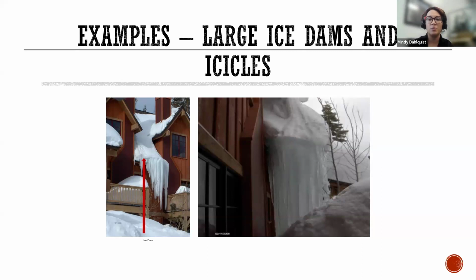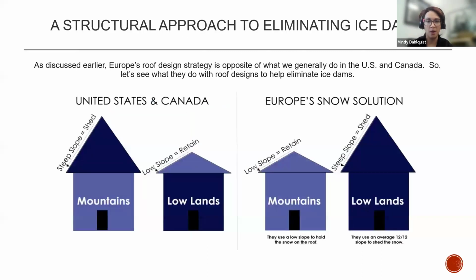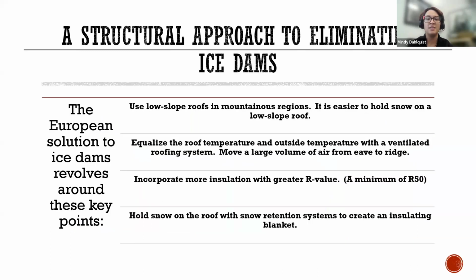These are very good examples of extremely large, messy ice dams that you do not want to see on your property. So in Canada, as I mentioned, they do things a little bit differently to help eliminate ice dams, and that focuses around these key points. They use the low slope roof in the mountainous regions. It's just easier to hold the snow on a low slope roof. Kind of common sense on that one.